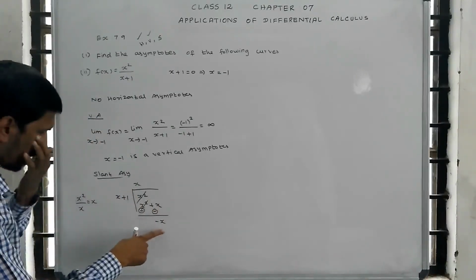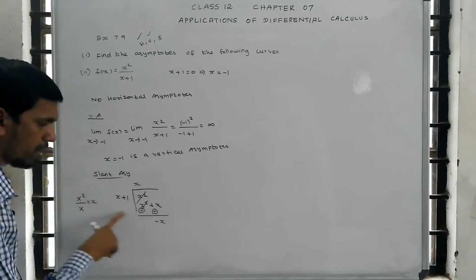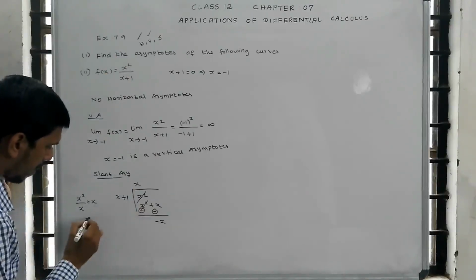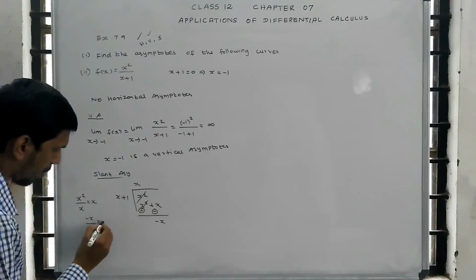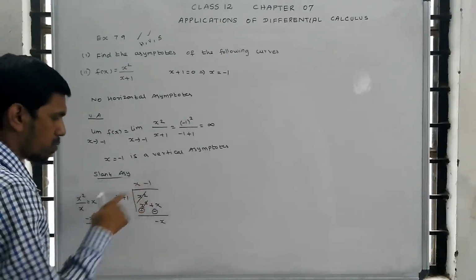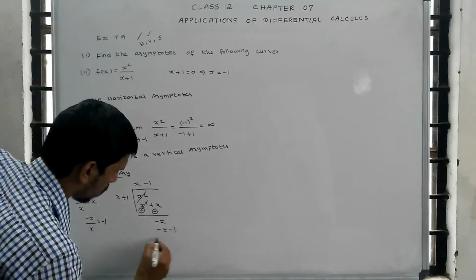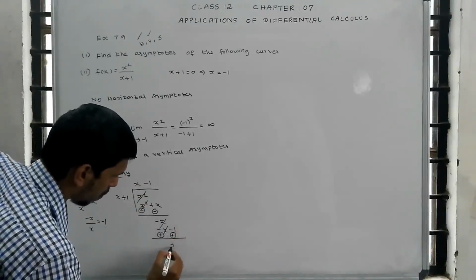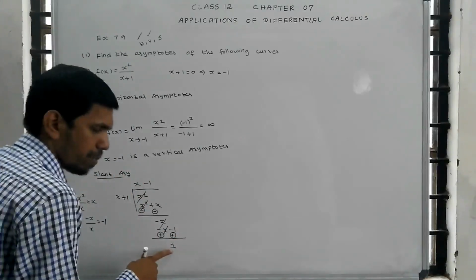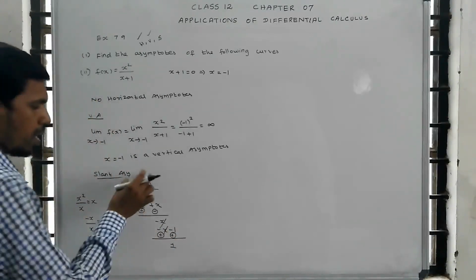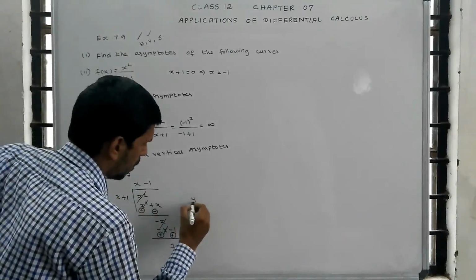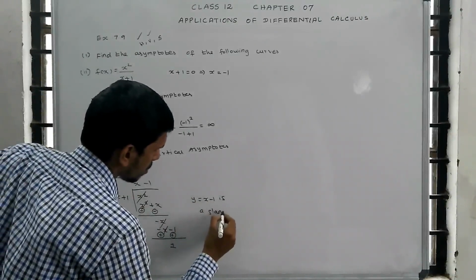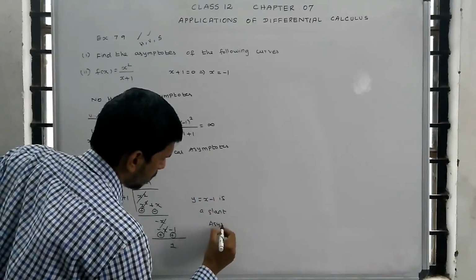Now divide the first term minus x by x, the answer is minus 1. Multiply minus 1 by x plus 1 to get minus x minus 1. Subtract, the x terms cancel, leaving the remainder 1. The quotient is the slant asymptote. Therefore, y equals x minus 1 is the slant asymptote.